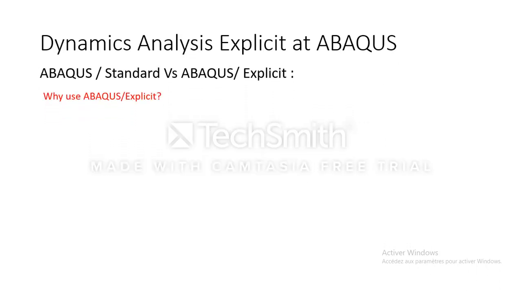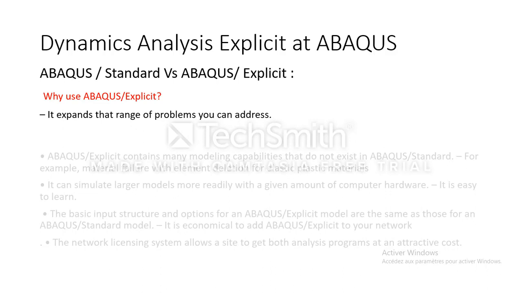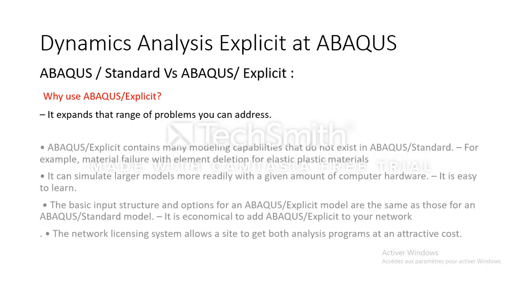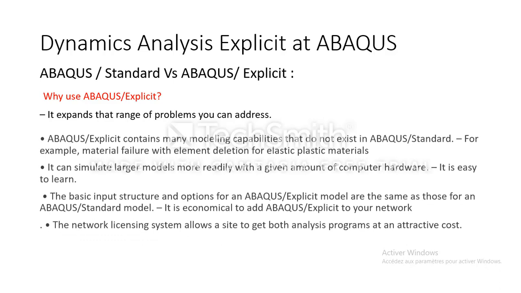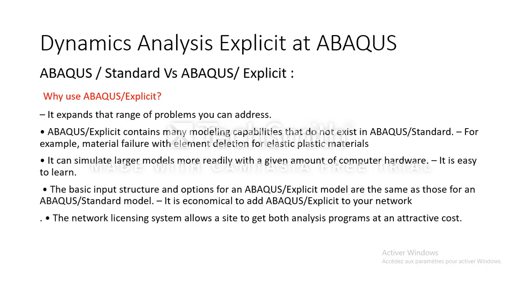Why use ABAQUS Explicit? ABAQUS Explicit contains many modeling capabilities that do not exist in ABAQUS Standard, for example, material failure with element deletion for elastic plastic materials. It can simulate larger models more readily with a given amount of computer hardware. It is easy to learn. The basic input structure and options for an ABAQUS Explicit model are the same as those for an ABAQUS Standard model. It is economical to add ABAQUS Explicit to your network. The network licensing system allows a site to get both analysis programs at an attractive cost.